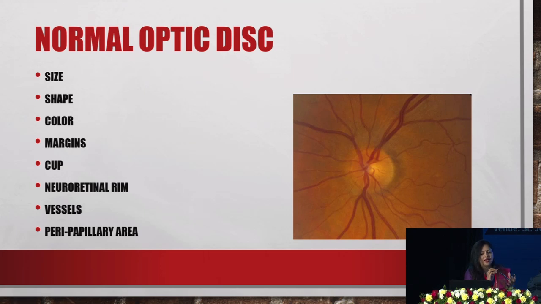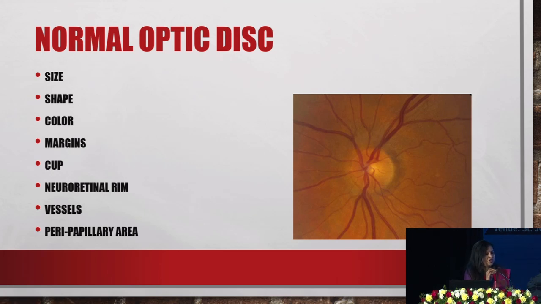Cup disc ratio, again, there can be physiological variations, but in papilledema, usually you see a complete obscuration of the optic cup and the neuroretinal rim. The color of the neuroretinal rim is more important in papilledema. And the vessels, how are the vessels? Whether the vessels are obscured or crisply seen. And what about the peripapillary area? What do you mean by peripapillary area? It is the area which is surrounding the optic disc.